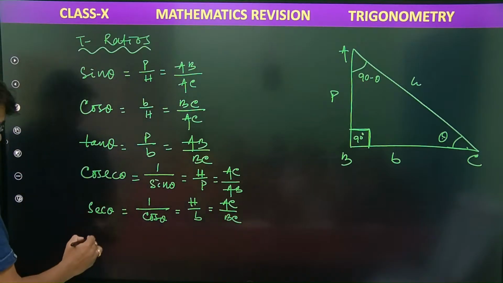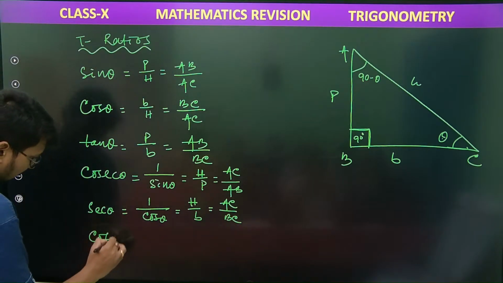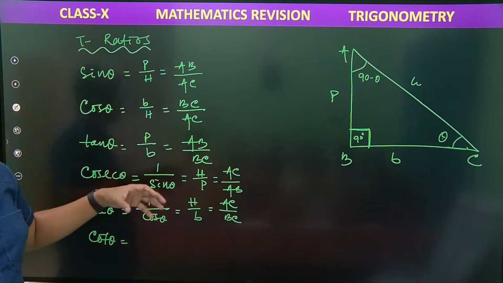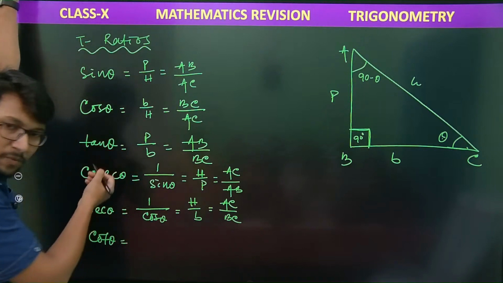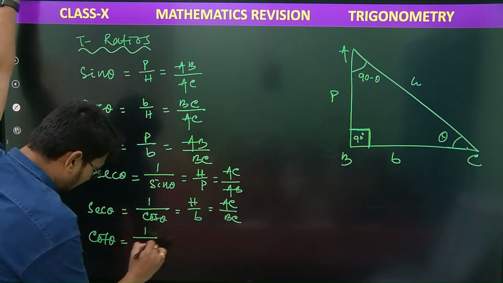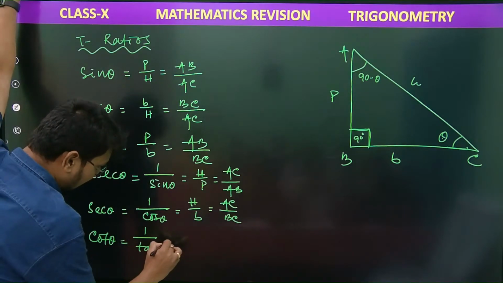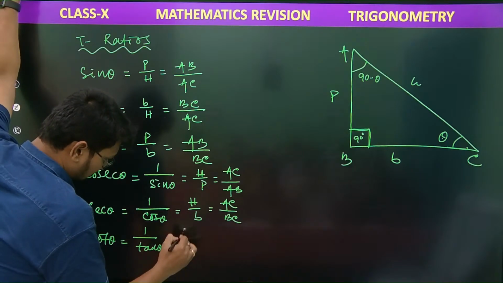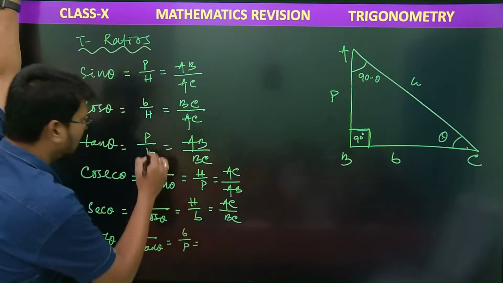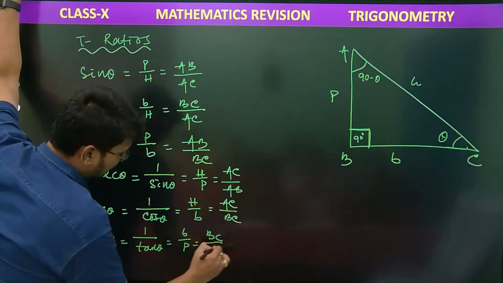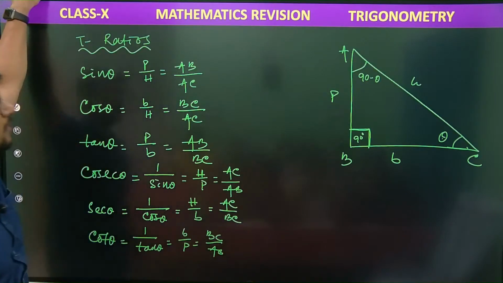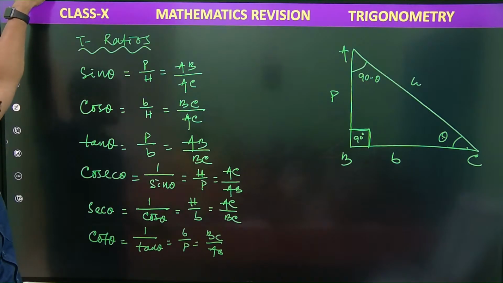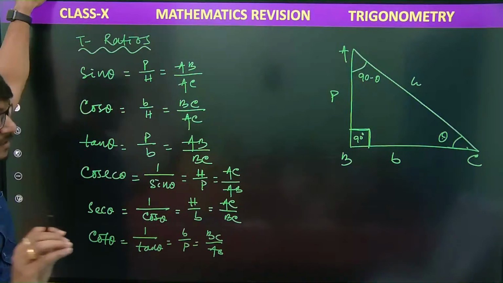Cosec, sec, then what is left? Cot theta. Here we are discussing T ratios. Cot theta is the reciprocal of tan, so we can write 1 by tan theta. That is B by P, which means BC by AB. Got it, everyone? This is the T ratios. You know, right?